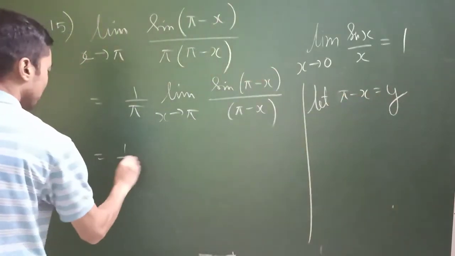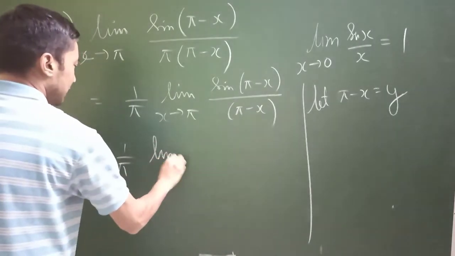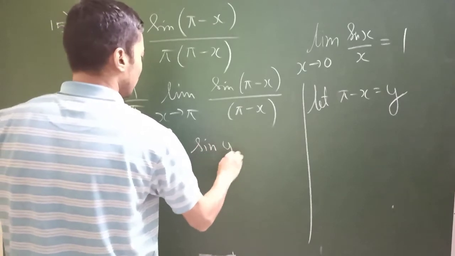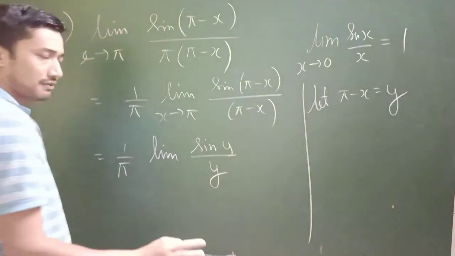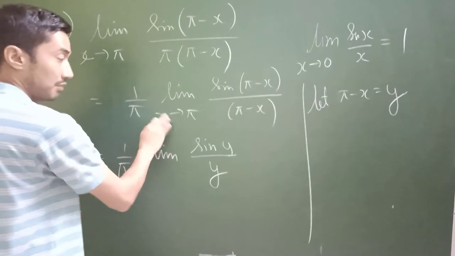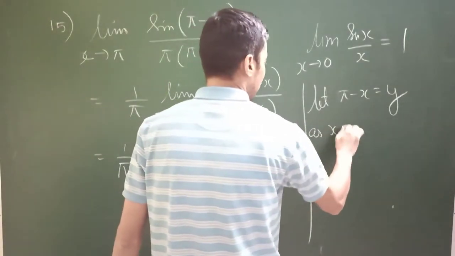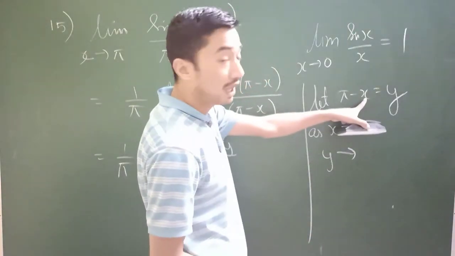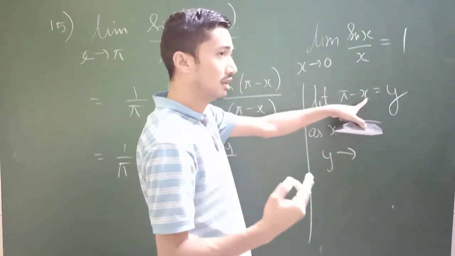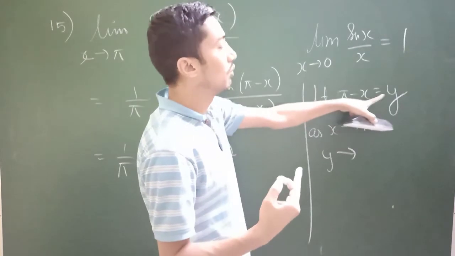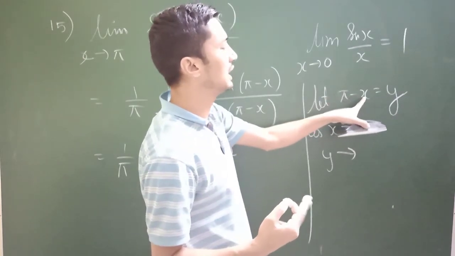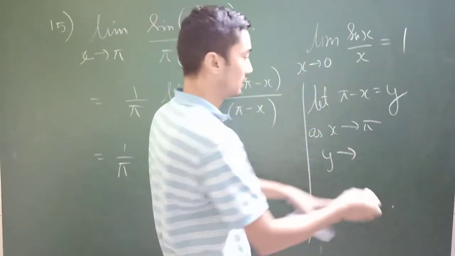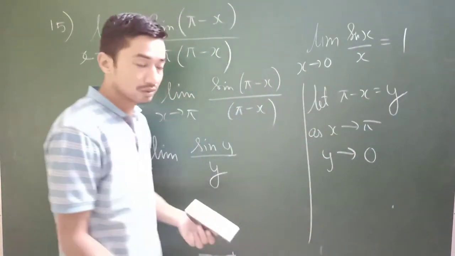So what happens here? 1 by pi, limit of sine y by y. That's fine, not a big problem. Let's see what happens here with the substitution. As x tends to pi, what will happen to y? As x gets nearer and nearer to pi, y will be becoming pi minus almost pi. That means almost the same value. So that will always be 0, isn't it?